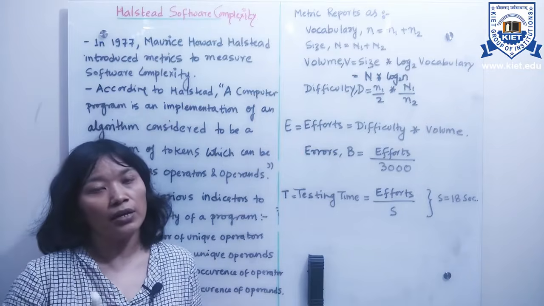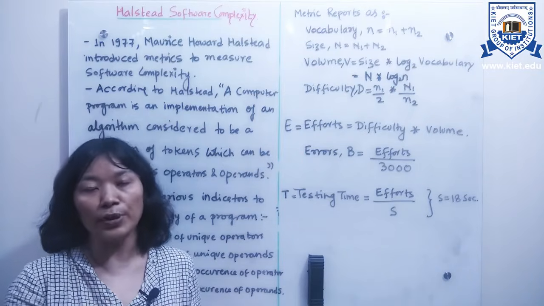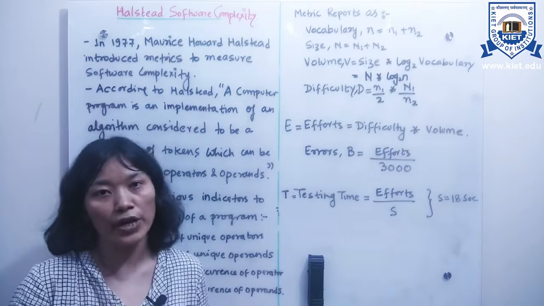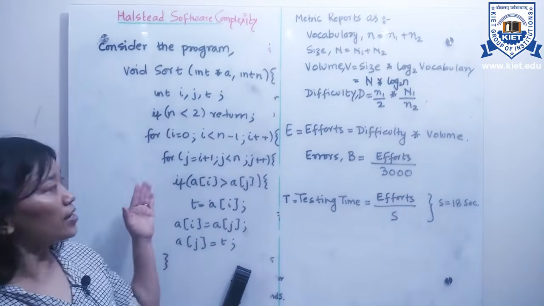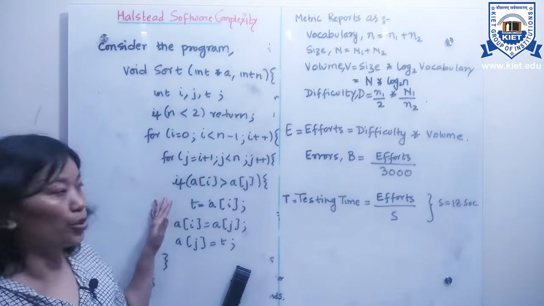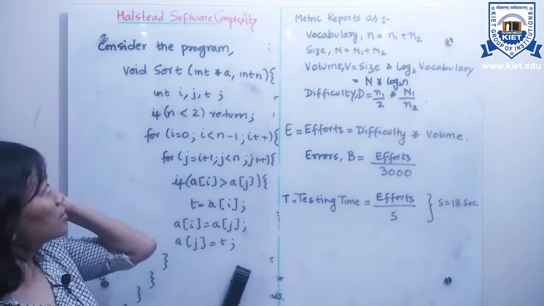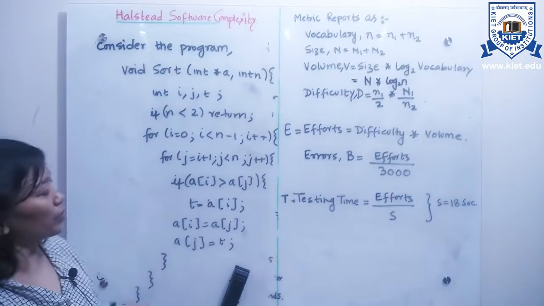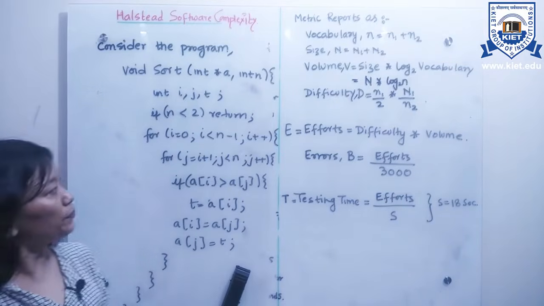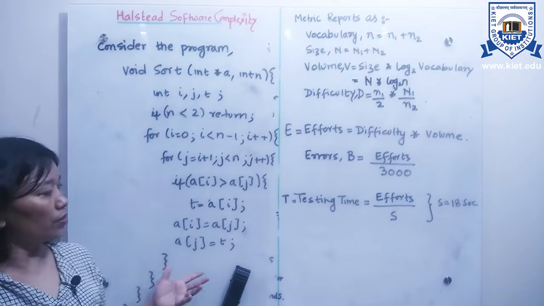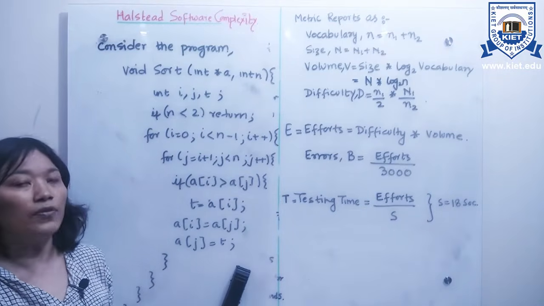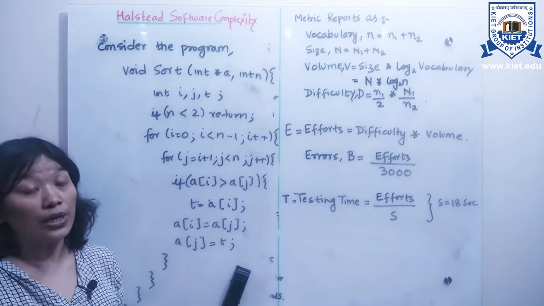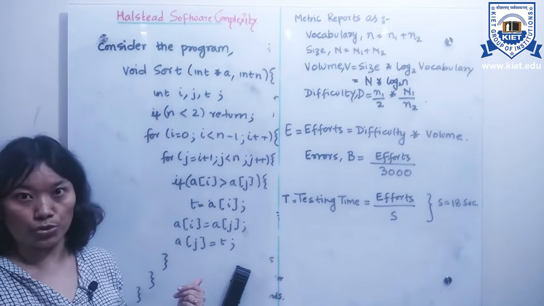Let me give you an example of Halstead software complexity. As you can see in the example, I am considering a program, a source code, which is a swapping program. We don't need to consider the logic behind this program. Our aim is only to calculate the complexity of this source code.